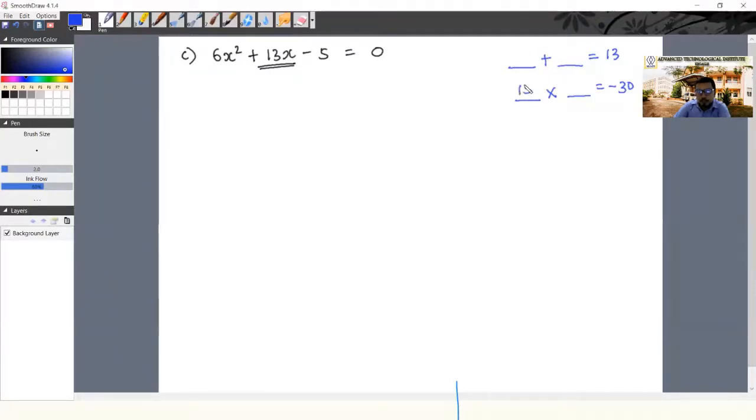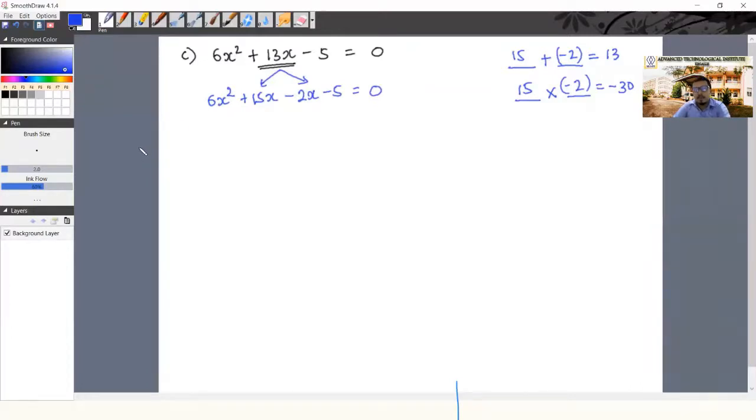15 into minus 2. See, 15 plus minus will become minus. So 15 minus 2, that is 13. 15 into minus 2 is minus 30. So we can split this one. Then it will be 6x squared plus 15x minus 2x minus 5 equals 0.